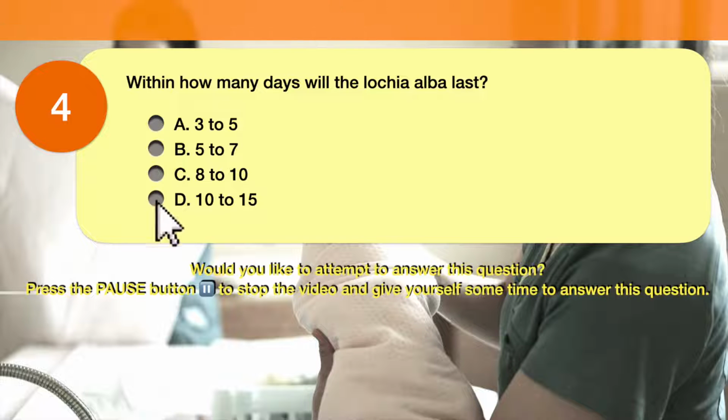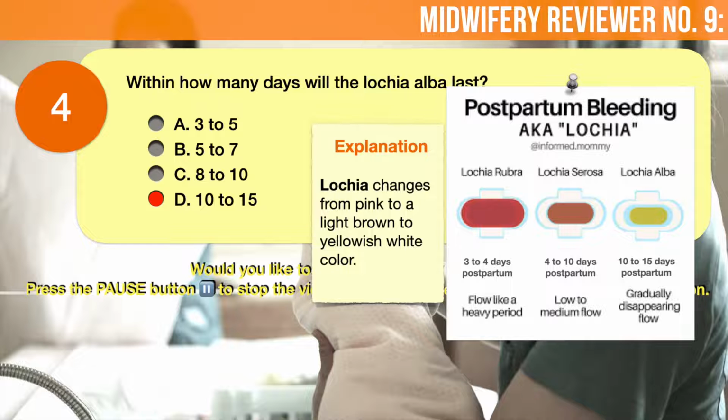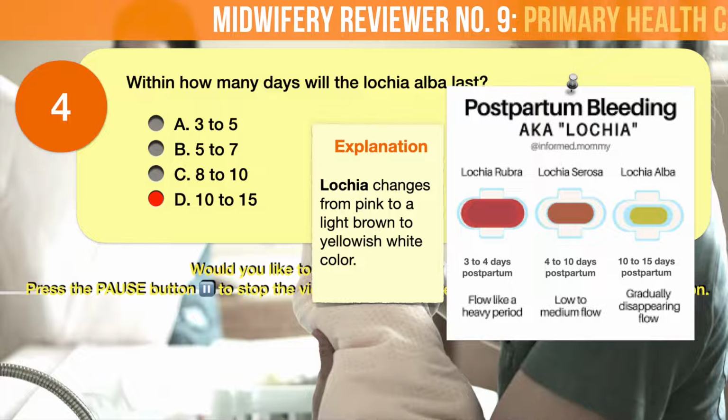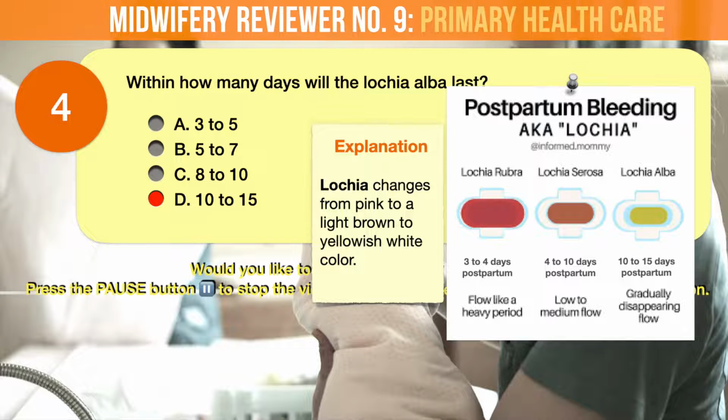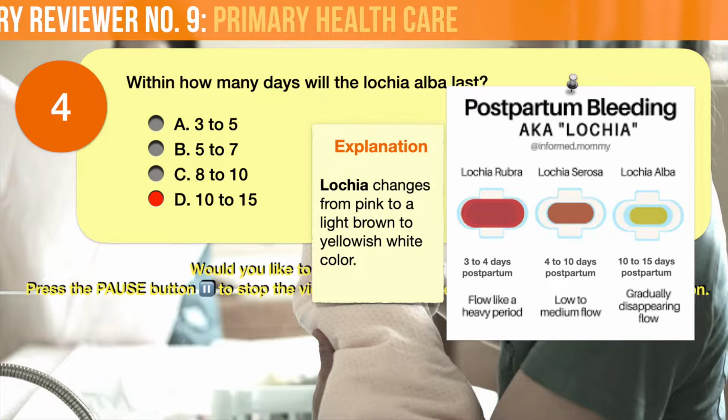The correct answer is D. 10 to 15 days. The third stage of postpartum bleeding is called alba and can last 10 to 28 days, but mostly 10 to 15 days, after giving birth. Lochia changes from pink to a light brown to yellowish white color. The mother may still experience occasional spotting of blood.